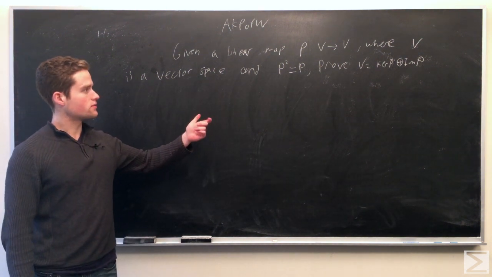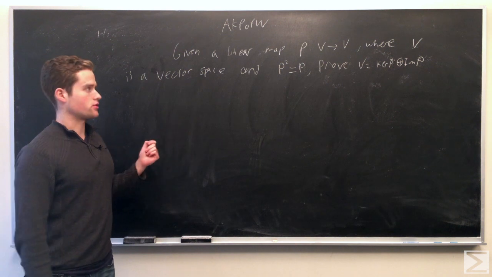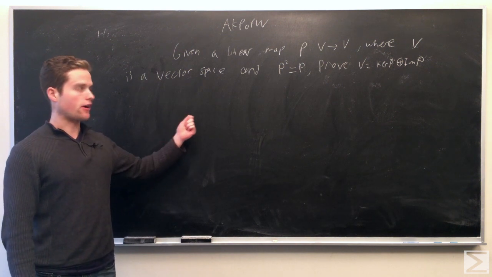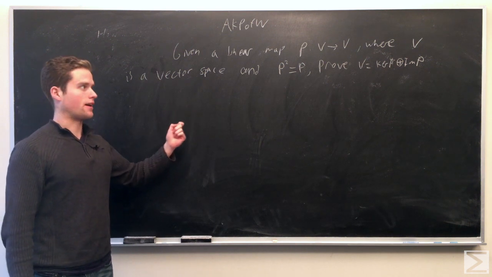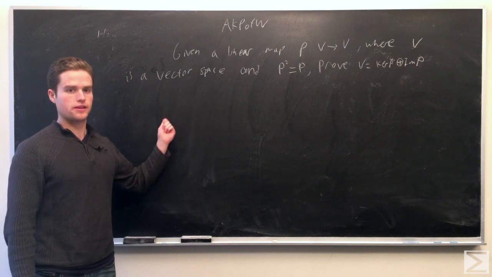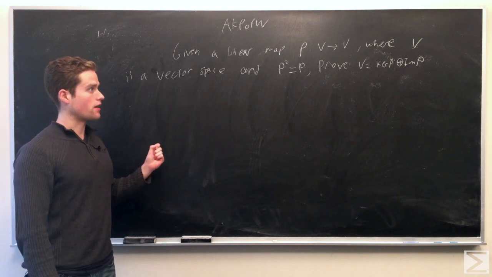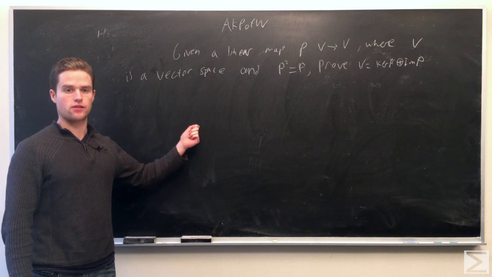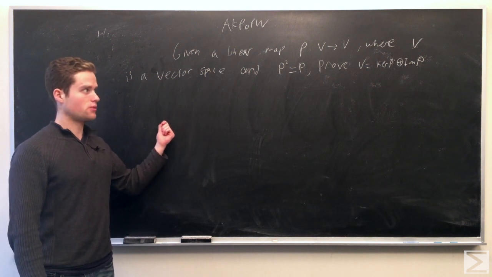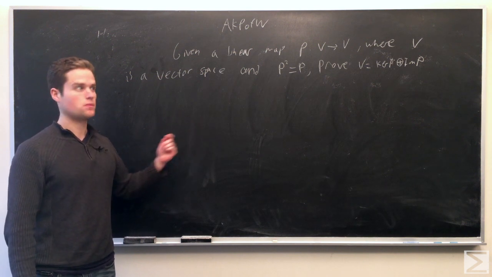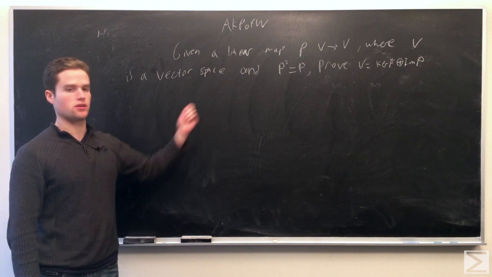So to do this, we're going to do two things. We're going to show any vector in V can be represented as the sum of some vector in the kernel of P and some vector in the image of P. And then we're going to show that if we have a vector in both the image of P and the kernel of P, that vector must be 0. And so that will establish that they must be a direct sum.